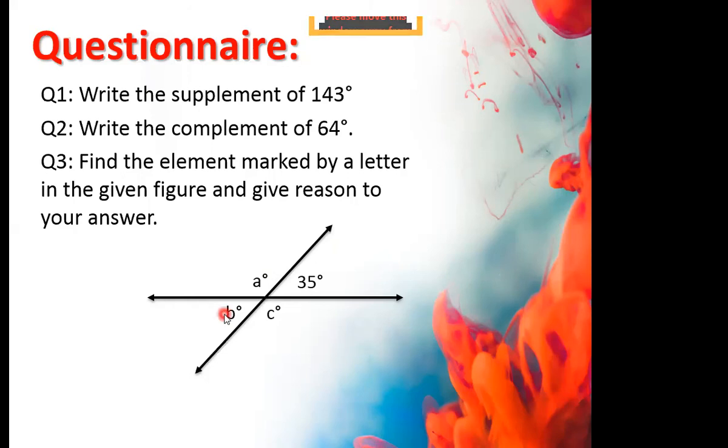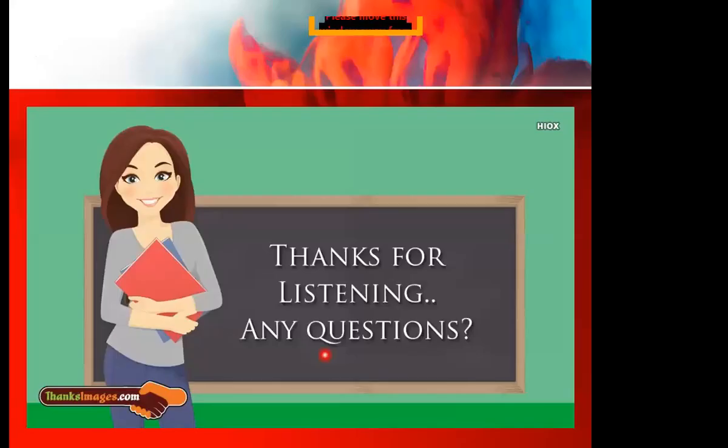Now find B. B will be equal to what, and according to which angle? Yes, very good. B will be equal to 35 degrees. And C will be equal to 145 degrees according to vertical angles. Yes, according to vertical angles, you will write B is equal to 35 and C is equal to 145. Very good. Okay, now this is the end of the lecture.